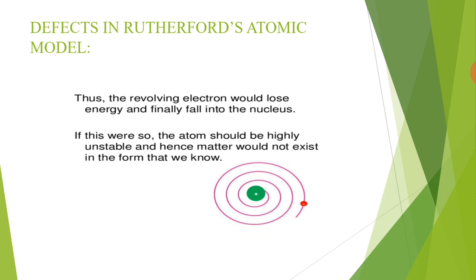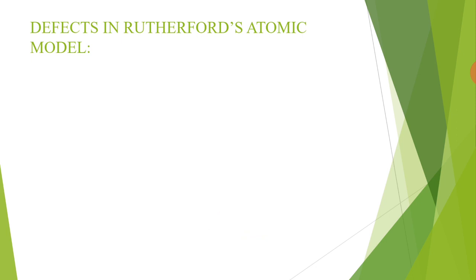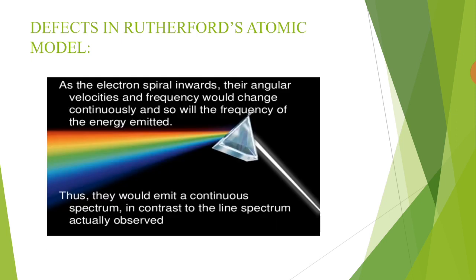If this were so, the atom should be highly unstable and hence matter would not exist in the form that we know. If a revolving electron emits energy continuously, it should form a continuous spectrum for an atom, but a line spectrum is obtained.